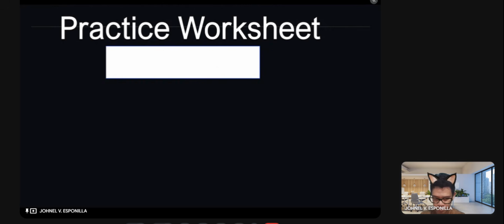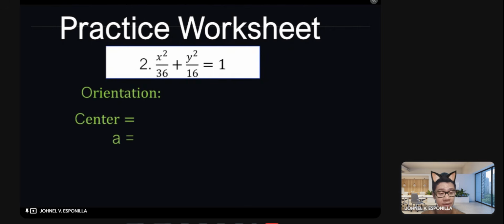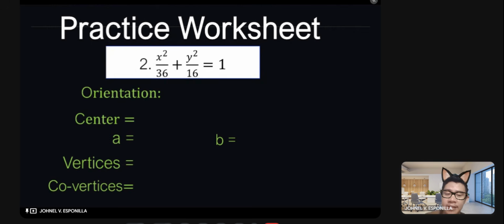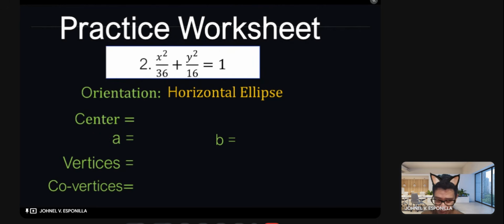Number 2. So same pa din, hanapin natin yung orientation, center, a, b, the vertices, and the co-vertices. Simulan natin sa orientation. Ano sa tingin niyo po yung orientation ng number 2? Okay, this is horizontal. Bakit horizontal? Between 36 and 16, mas malaki ang 36, which is under x term. So this is horizontal, and this is the formula.